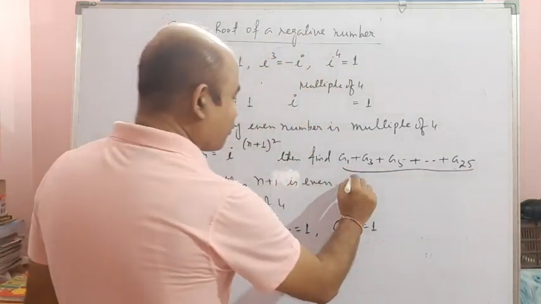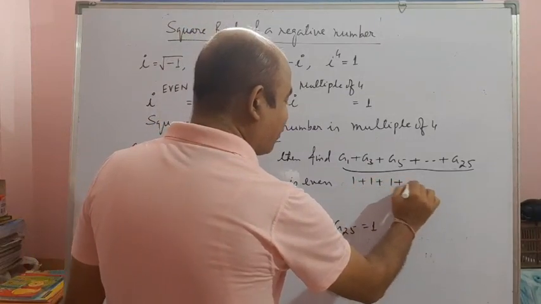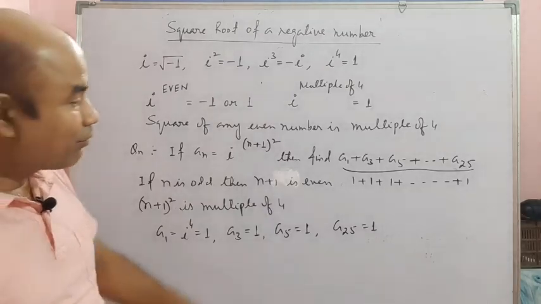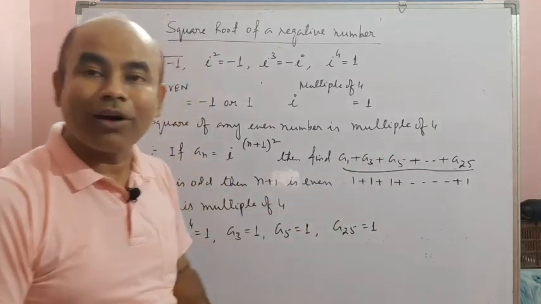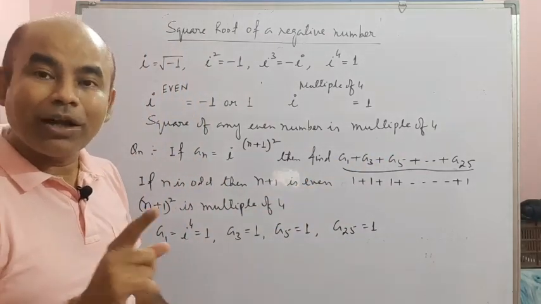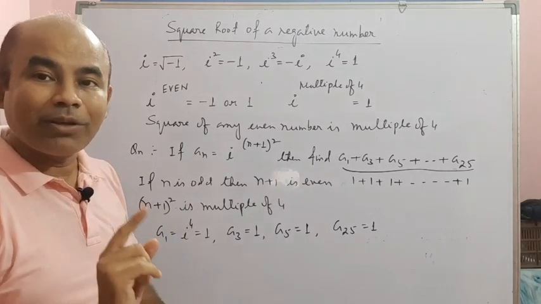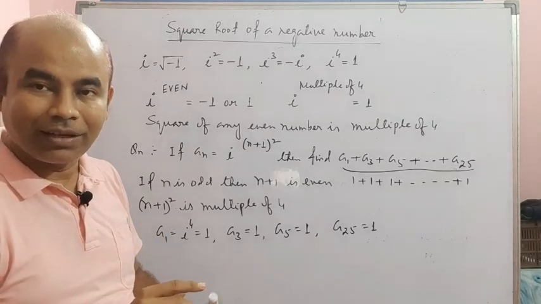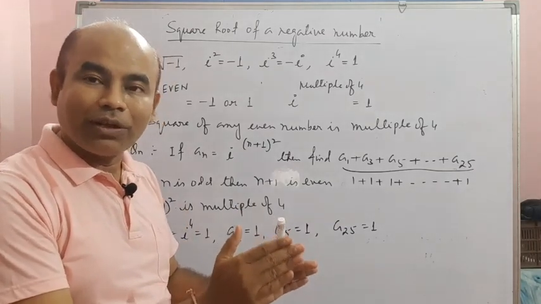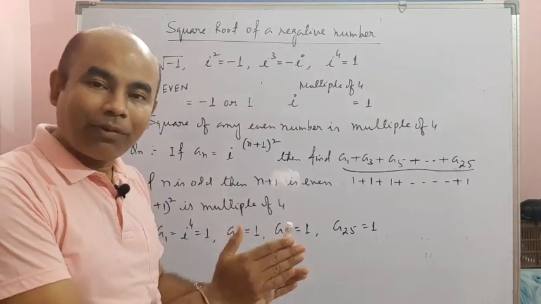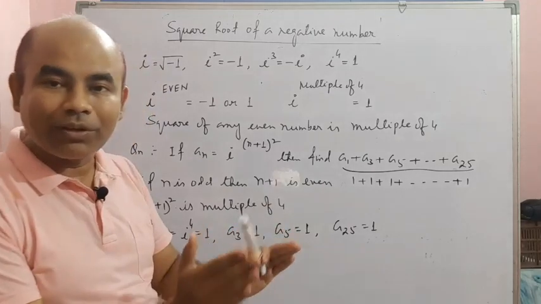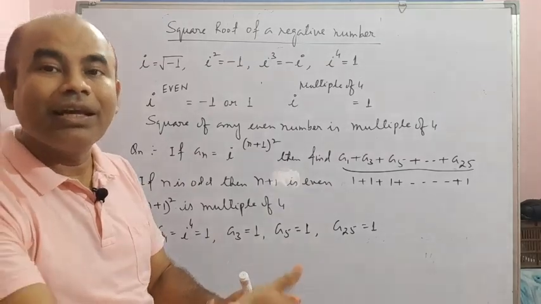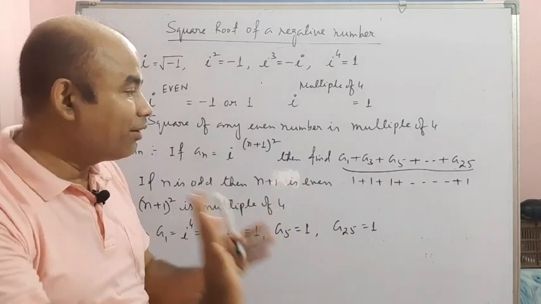Now whenever you are going to find this sum, it is 1 plus 1 plus 1 up to 1. Now how many times you have to add 1? For that, how many odd numbers are there from 1 to 25? 13 odd numbers are there, because up to 24 is an even number, so half of 24 are even, half of 24 are odd. Now 12 even numbers, 12 odd numbers up to 24, then one more, 25, so 13 odd numbers are there.